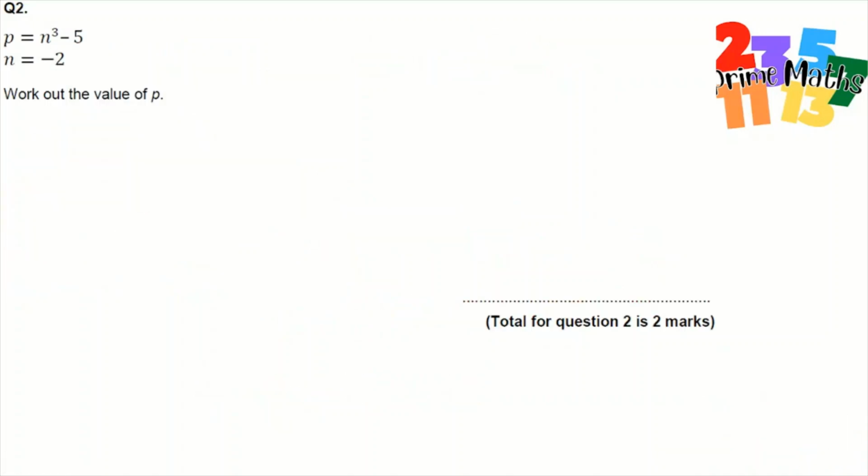Question 2 is a substitution question. It wants us to work out the value of p when n is equal to minus 2. We can see that p is n cubed, take away 5. We can type this in our calculator. Minus 2 cubed is minus 8, take away 5. This gives us an answer of minus 13.